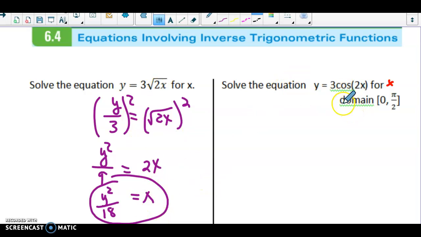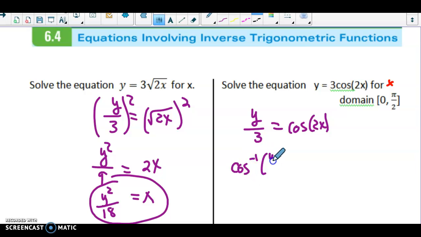Okay, same thing. I want you to see, instead of 3 square root of 2x, it's 3 cosine of 2x. We're supposed to solve that for x. We still divide by 3 first. The x is trapped in the cosine, just like it was trapped under the square root here. So we undid square root with a square. We're going to undo cosine with a cosine inverse. I'm going to take the cosine inverse of each side.